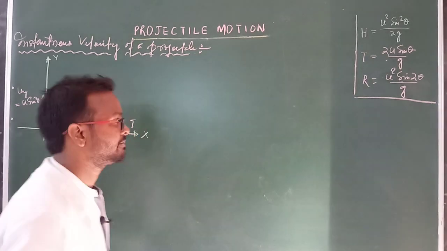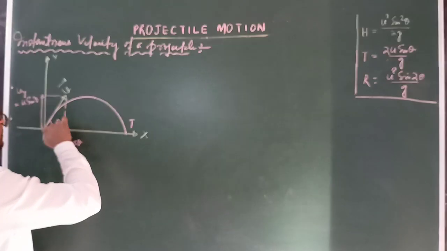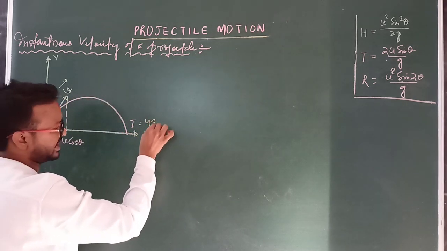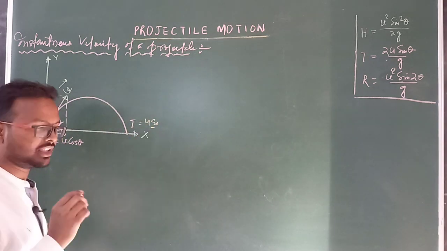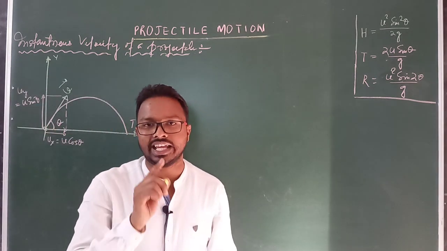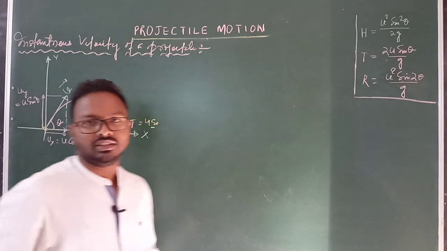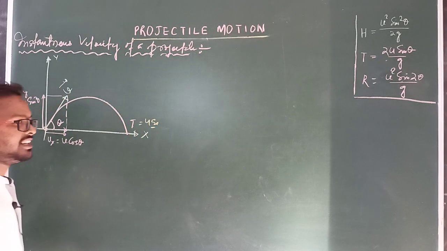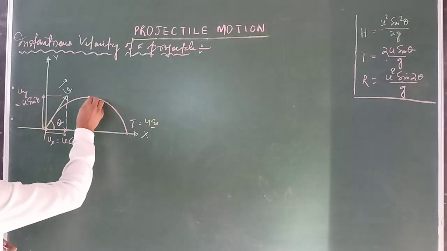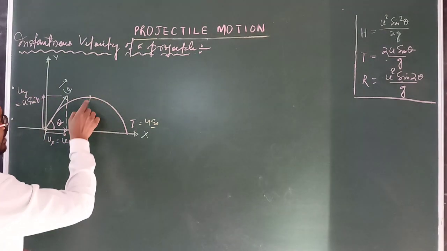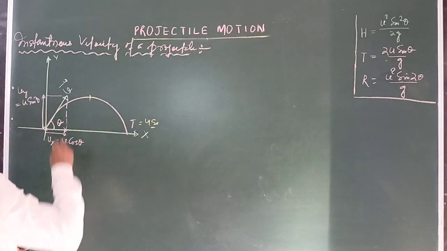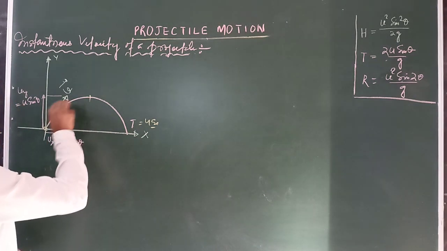But we have to find here what is the instantaneous velocity of a particle at a particular instant of time. Suppose the total time from the initial point to the final point is 4 seconds. Then the question may ask, what will be its velocity when time t equals 1 second? Clear? After 1 second, find the instantaneous velocity of the projectile. This is the maximum height at 2 seconds, and 2 seconds twice equals 4 seconds. So for 1 second, suppose the particle is at this point.